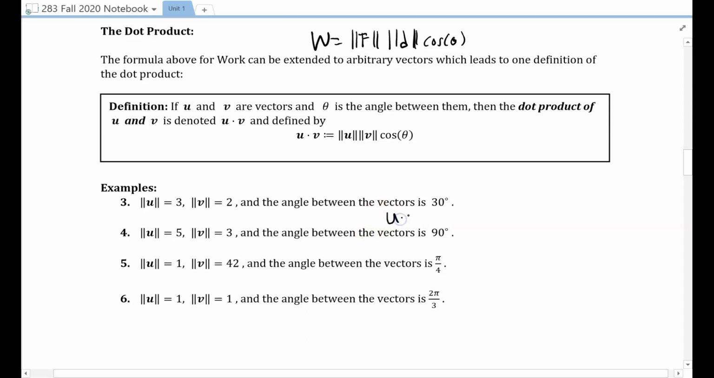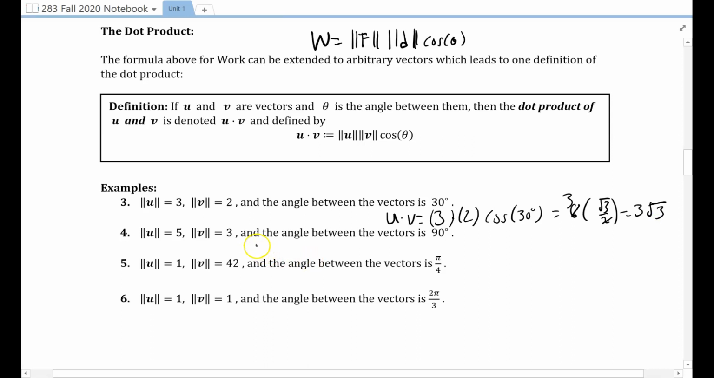So this first example, again, we're going to compute the dot product. So what is U dot V? It's going to be the length of U, which is 3, times the length of V, which is 2, times the cosine of the angle in between, which is 30 degrees. So that's going to give us 6, 3 times 2. Cosine of 30 degrees is the square root of 3 over 2. And we could simplify that a little bit. Dividing 2 into 6, we would get 3 times the square root of 3.